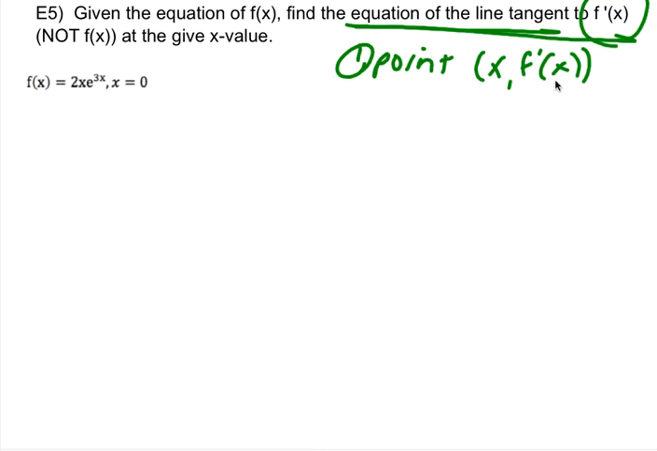So I need x comma f prime of x. Well, I know half of it. I know that that's a 0. So I need f prime of 0, right? So right away, that says, oh, hey, I'm going to need the derivative, right?